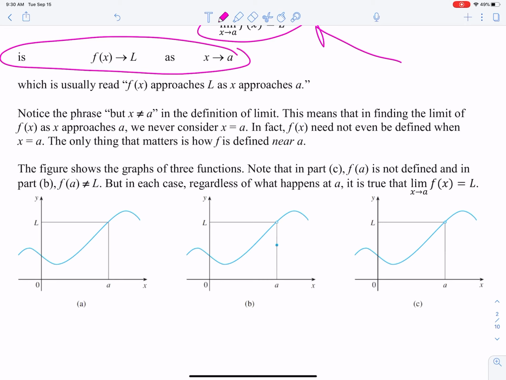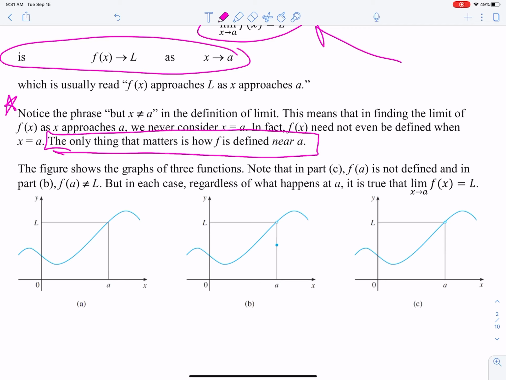Notice the phrase "but x not equals a" in the definition of the limit. Remember I said that's very important. This means that in finding the limit of f of x as x approaches a, we never consider x equals a. In fact, f of x need not even be defined when x equals a. And we'll go through some examples in just a second here. The only thing that matters is how f is defined near a from either side, left or right.